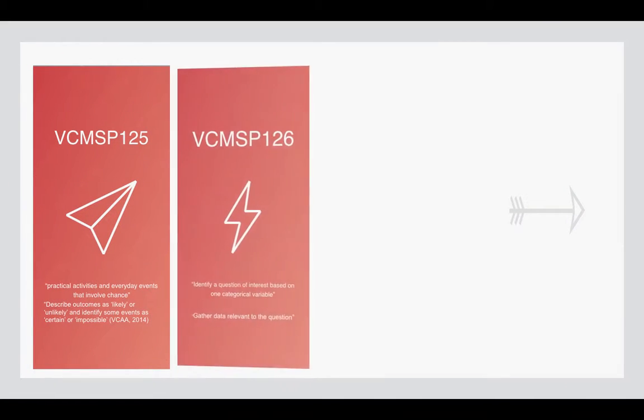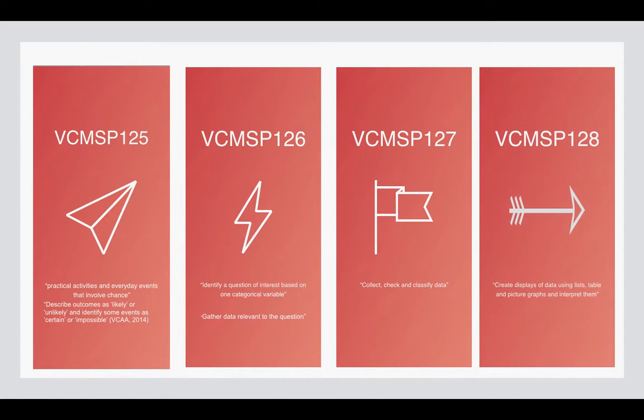Similarly to the Level 1 student, Level 2 students will also pose and solve problems that are related to chance. While a Level 1 student will justify that some events are certain or impossible, the Level 2 student will delve deeper into this context by identifying practical activities and everyday events that involve chance. This will be achieved when classification of a list of everyday events is attained using the language of chance. Demonstrated when the individual can describe outcomes as likely or unlikely and identify some events as certain or impossible.